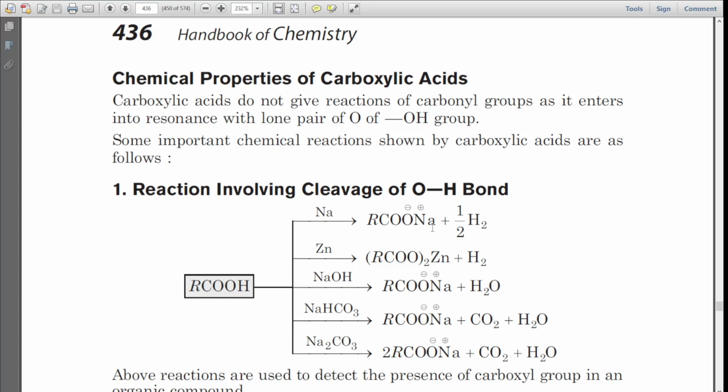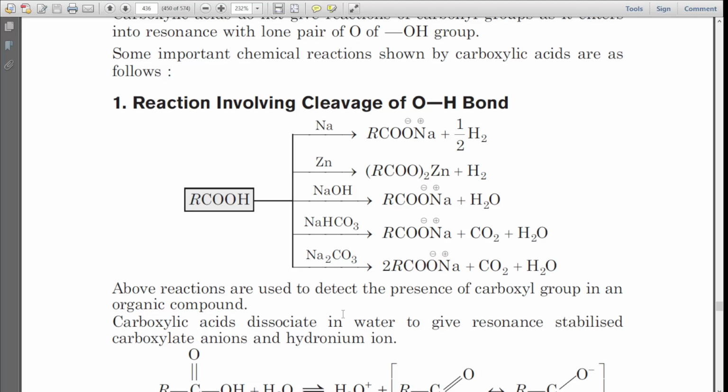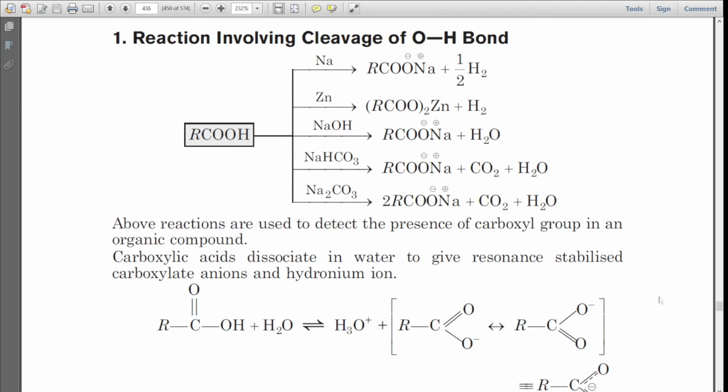With sodium, it forms sodium salt and releases hydrogen gas. With zinc, it forms zinc salt, releases hydrogen gas. With NaOH, it forms again sodium salt, releases water. With sodium bicarbonate, it releases carbon dioxide gas, which is also a distinguishing test for this species. And with sodium carbonate also, it releases carbon dioxide gas. The last two reactions and others also can be used to detect the presence of carboxyl group in an organic compound.